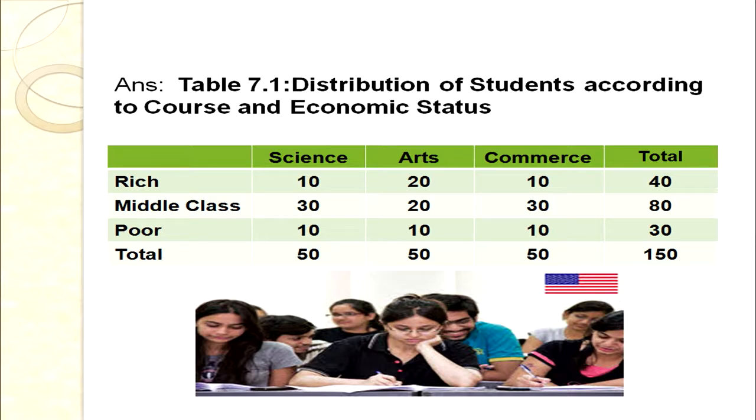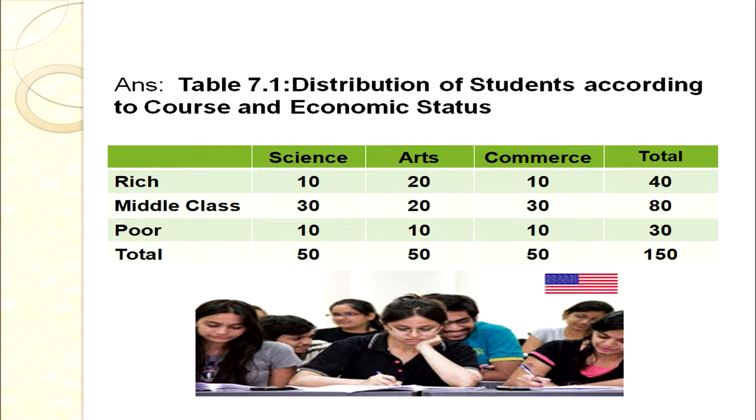We have just calculated 10 science, 20 arts, 10 commerce, total comes to 40. Middle class, the total was given as 80, 30 for science, 20 for arts, 30 for commerce, and the total comes to 80. Whereas for the poor families, in case of poor families, we have 10 for science, 10 for arts, 10 for commerce, and the total becomes 30. So, now the total comes to 150 over here, and the sidewise total also comes to 150. This is how we have constructed a table.